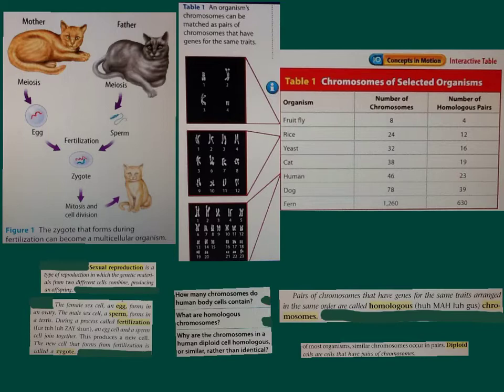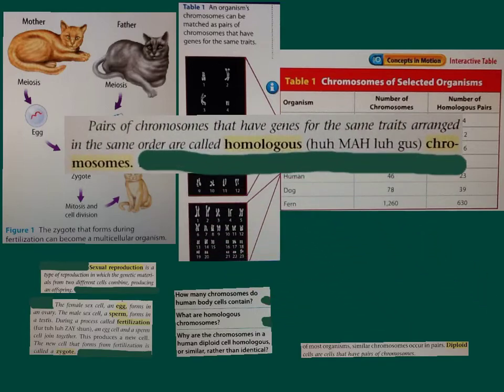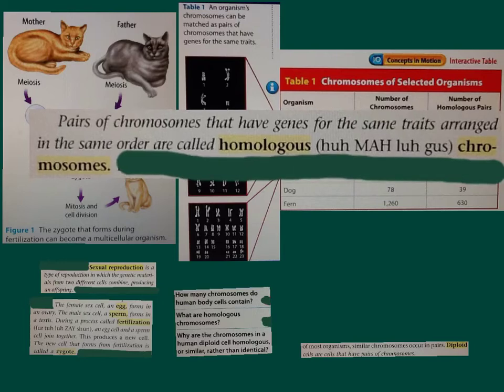Okay, so with all of that, next definition. Homologous chromosomes. Pairs of chromosomes that have genes for the same traits arranged in the same order are called homologous. Homo, H-O-M-O, is a prefix meaning the same. Okay, make sure you're writing the definition. If you need to, make sure you're pausing. Okay, so we'll go on.